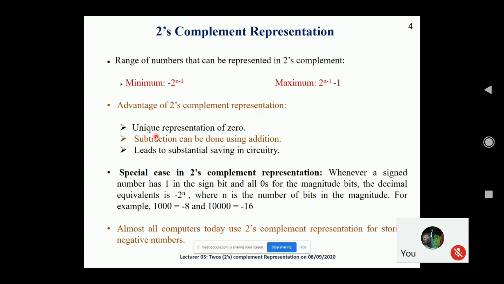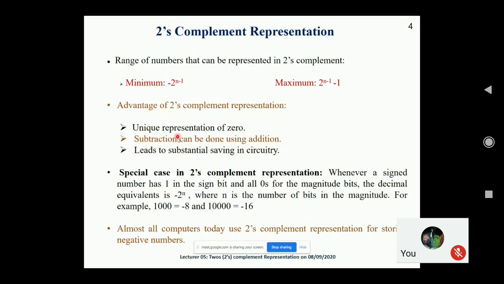Whatever we are discussing till right now, that is the first advantage: unique representation of zero. That means we are using zero, and only one particular representation occurs in 2's complement form. So whatever the range is, it is -2 to the power n, to 2 to the power n minus 1. And see here, subtraction.